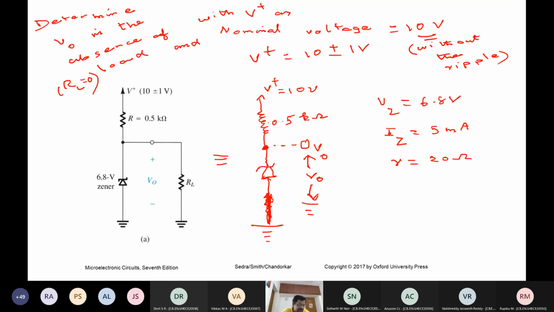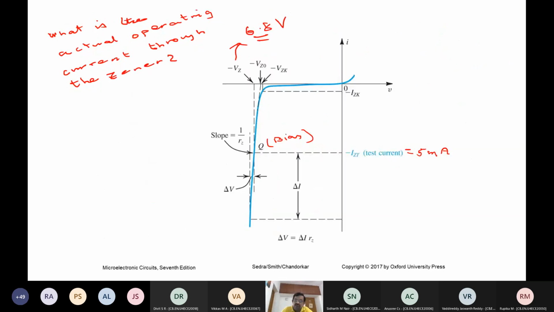So in the problem also, they have specified the minimum current IZK is only 0.2 milliampere, which means for any current through the Zener greater than 0.2 milliampere, we are in the breakdown region. So if I need to know what is the actual operating current through the Zener, I must understand what is this VZ0, because that is where the linearity begins.